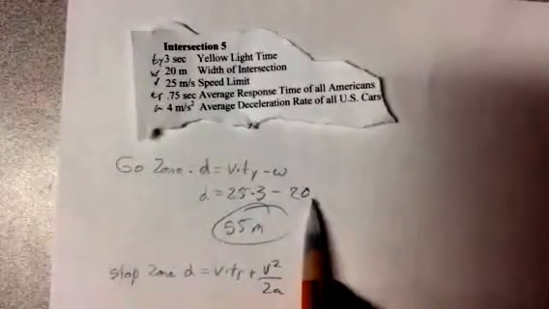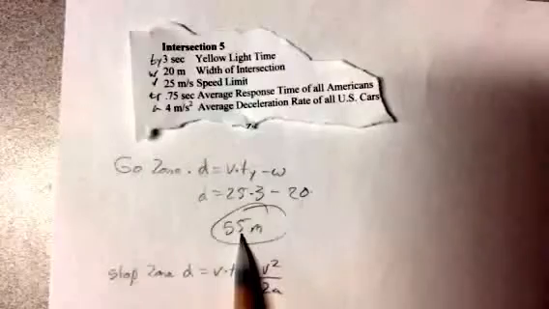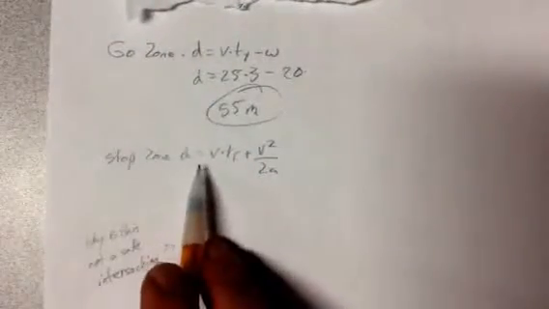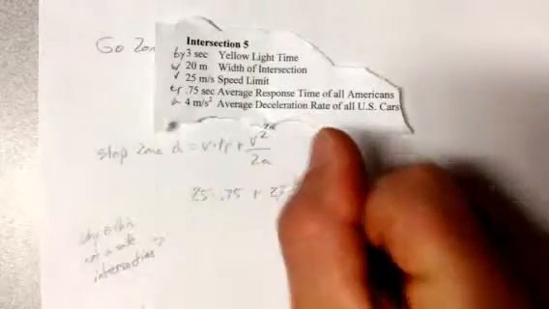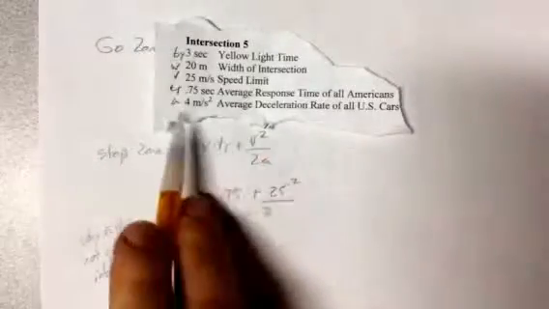Okay. If I'm grading this, I'm giving you 1 point for having it all written in, plugged in right, a second point for the right answer, and a third point for your label. Let's do the stop zone. The stop zone is d equals v, so I'm going to pull down my sheet here. V, so v is still 25, times t of r, which is 0.75, plus v squared, 25 squared, over 2 times a. So 2 times my a value is 4.